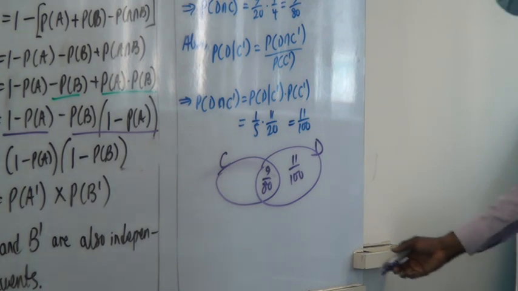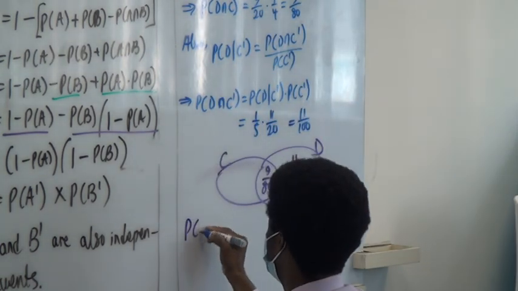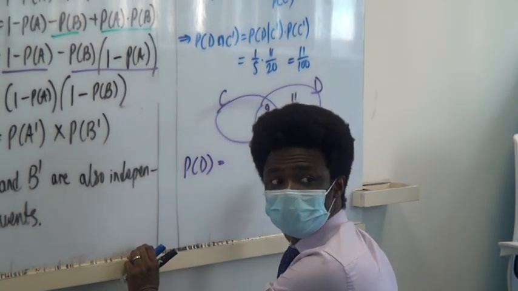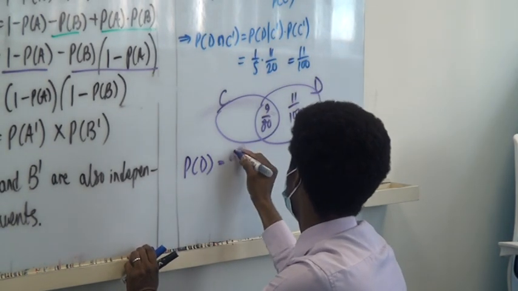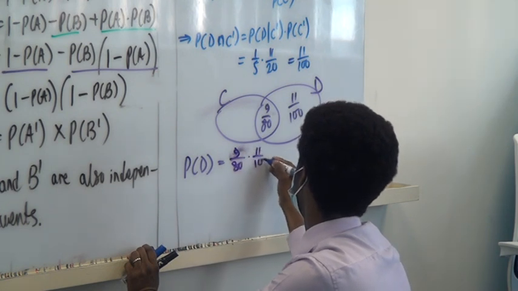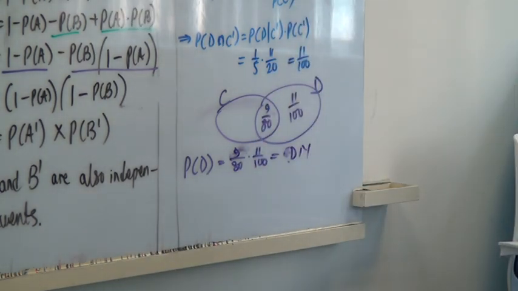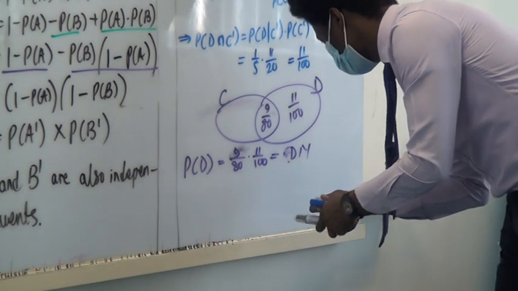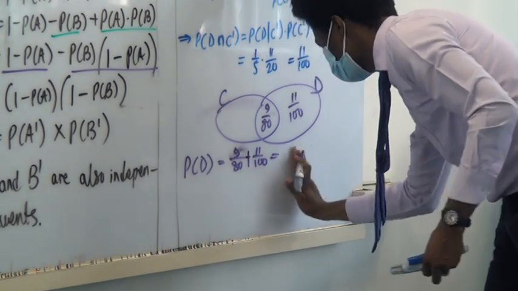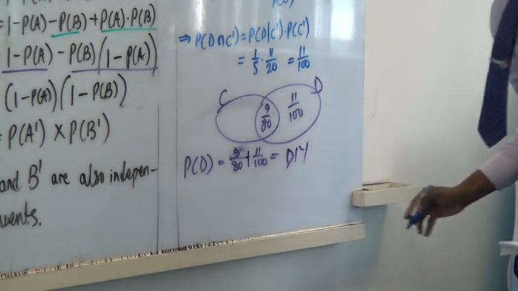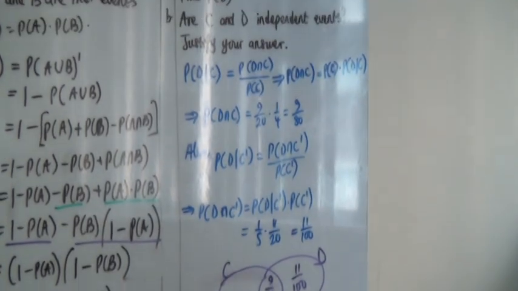You add them together. So probability of D will simply be the cardinality of this, and that will just be 9/80 plus 11/100. Whatever you get, DIY. And the next question says, are C and D independent? You know what to do. What would you do? You multiply their probability? Oh, plus, my bad. It's plus, not times. Thank you. Calista was looking confused. Did I miss something? No. I can see your face.